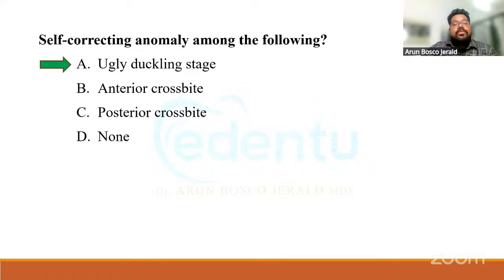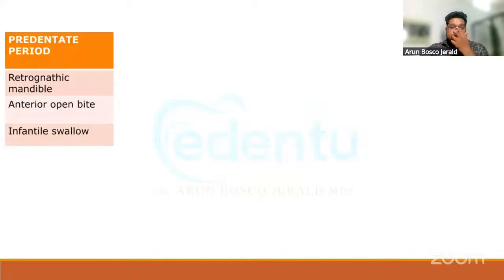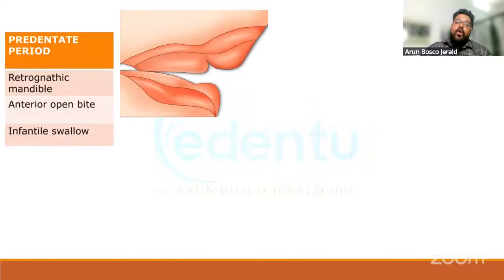Now, let's discuss the different self-correcting anomalies in development of dentition and occlusion in human beings. The self-correcting anomalies or transient malocclusions are classified into different developmental periods. So first one is pre-dentate period, second one is deciduous dentition period, and mixed dentition period. So in pre-dentate period, there will be retrognathic mandible, anterior open bite, and infantile swallowing. See, these are the gum pads, upper and lower gum pads. There is contact only in the posterior region, and the anterior region will be giving an open bite. So this is the open bite, which is a self-correcting malocclusion you can see in a pre-dentate period.